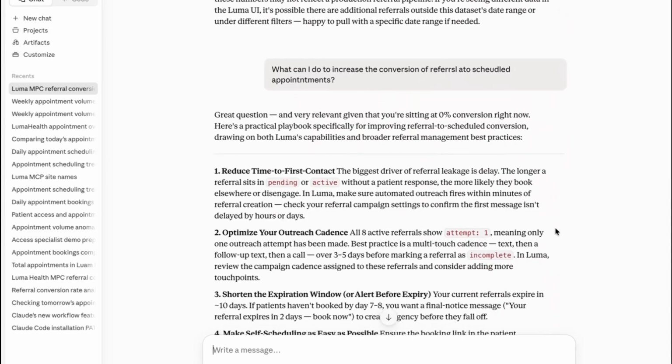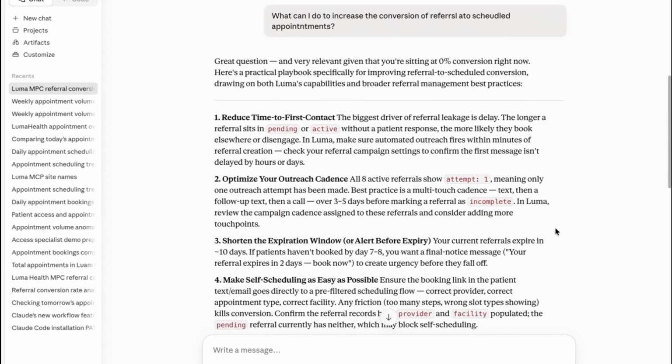It starts to look at the data, leveraging the rich data that we have living in our MCP server. And it finds something very reassuring to me as a referral coordinator: all these 8 active referrals, we've only attempted to reach out to them once, which makes sense. Sometimes it takes several attempts to reach them, but it also helps to take that data and starts to give me other insight.